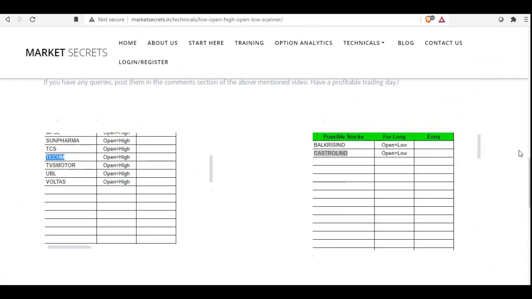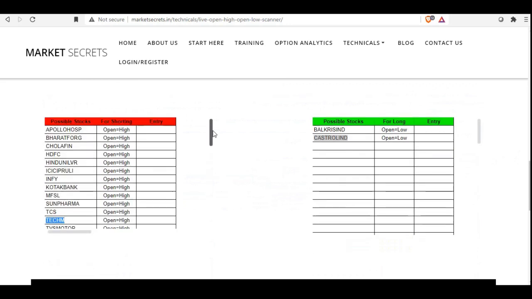So what is the advantage of this, open is high, open is low? There are thousands of stocks traded on NSE and BSE. So how can we find the stocks? If you are a good trader, you have some analysis or anything, this also is a good idea to shortlist the stocks, open is high or open is low. It also depends on the Nifty status.